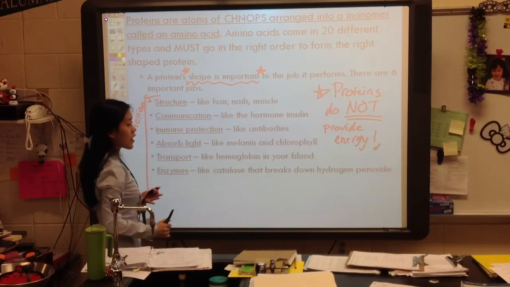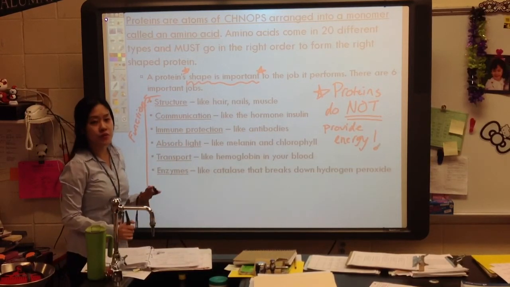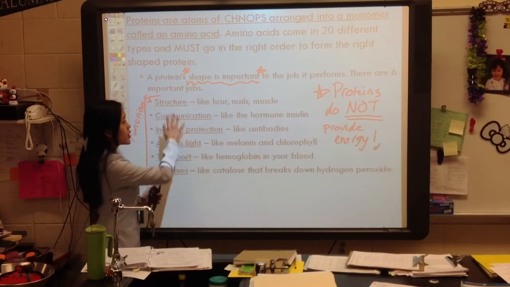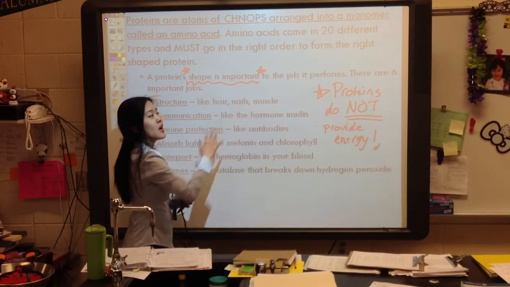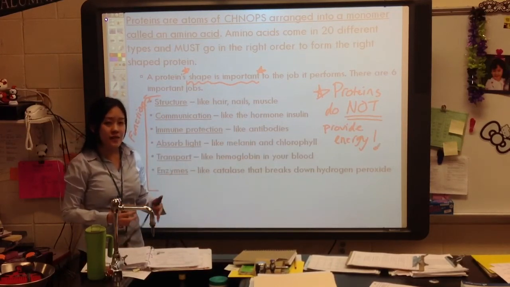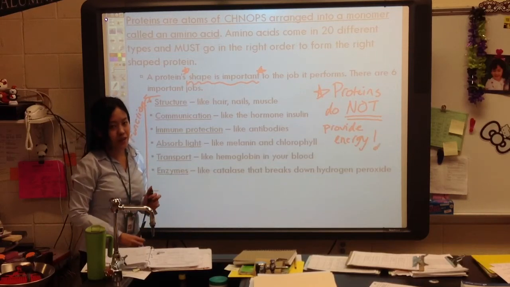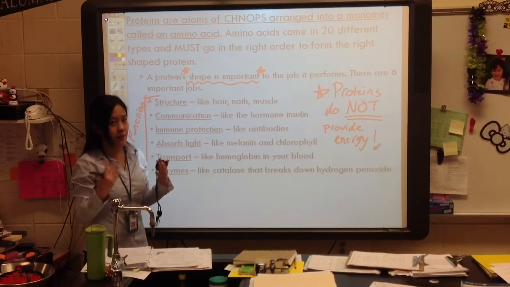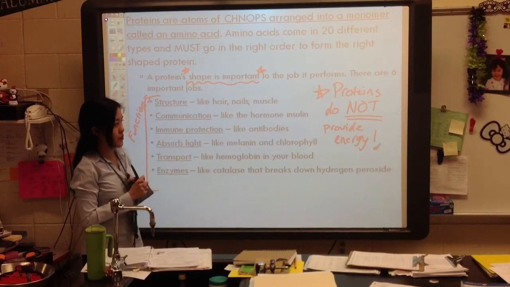People that take a lot of protein or drink or eat a lot of protein before they work out, well, they're trying to build more muscle. The protein itself is not going to provide you with energy, and that's one thing that would really get mixed up, but that's something you have to remember.